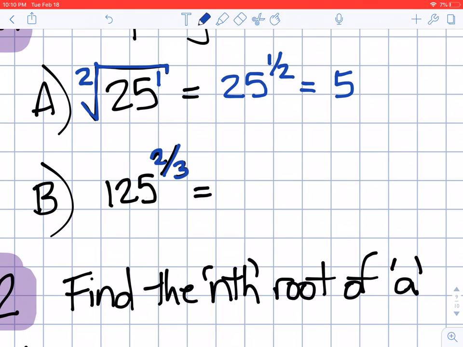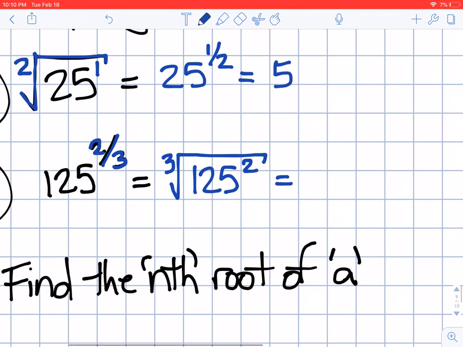All right, example B. What is 125 to the 2/3 power? And I'm going to rewrite that again, first of all, in radical notation. And we put the number here, 125. Here I put the index of 3, and here I put the power of 2. A couple pieces of advice is, as you do problems like this, always do the index first and do the power second.